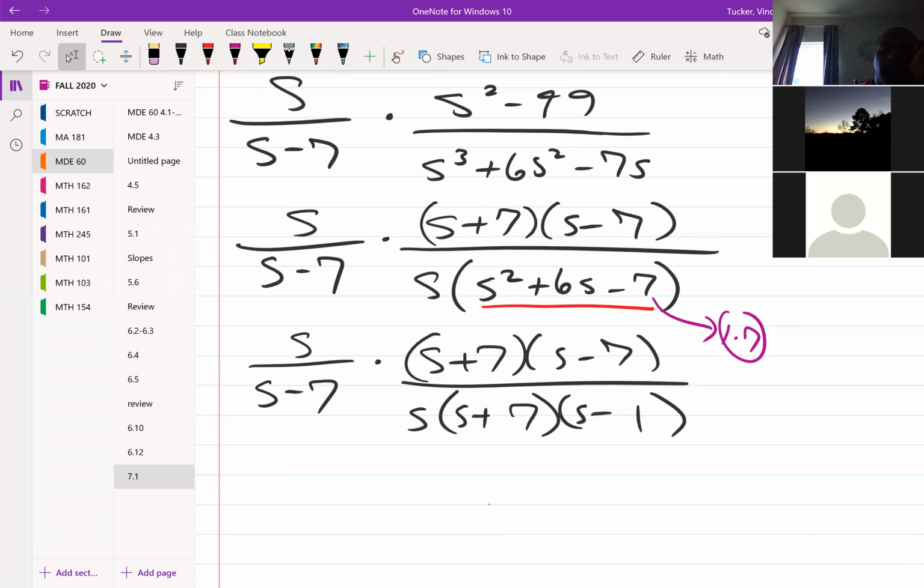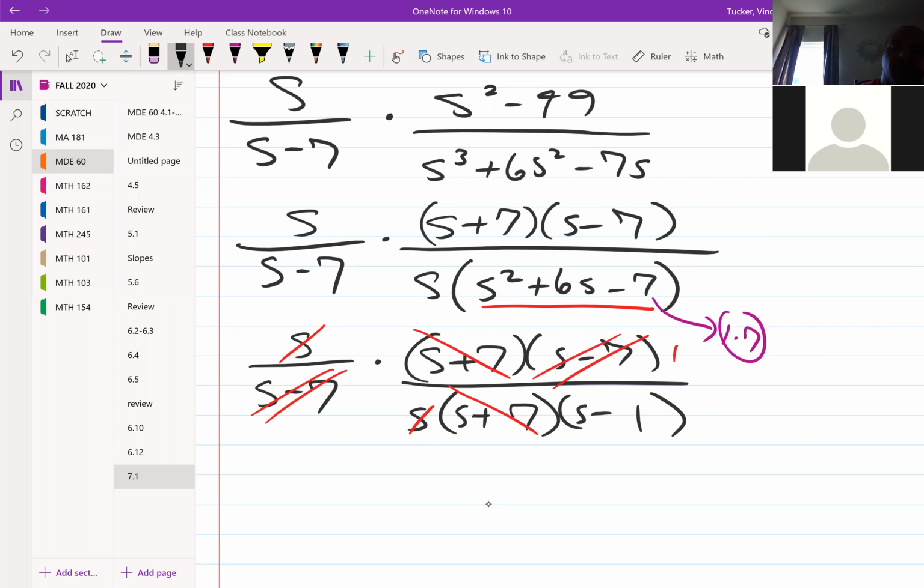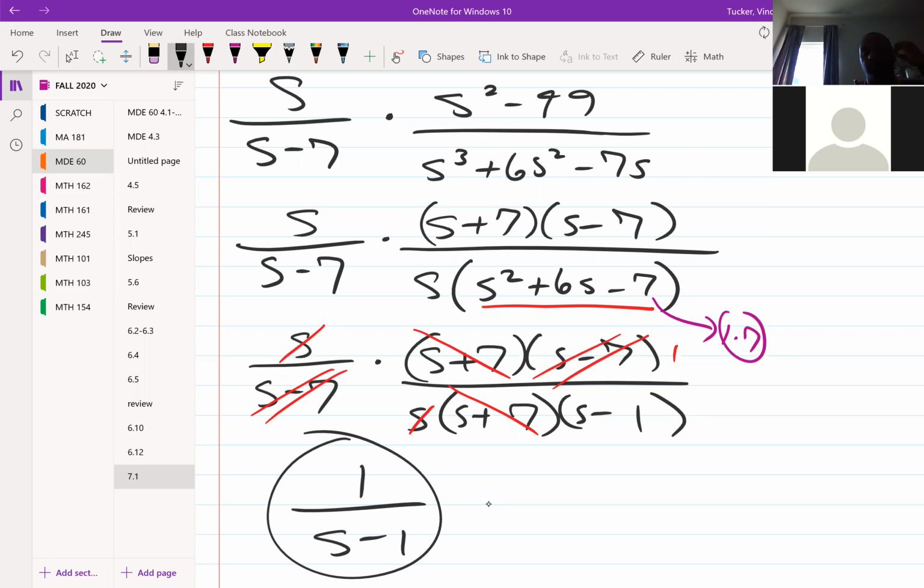Once you factor completely, you can go ahead and cancel out just like before. Got some s's that will cancel. S minus 7, s plus 7. So 1 is left up top because everything canceled. And then down bottom we have s minus 1. So division is the same as multiplication. It's just that you have that first step of flipping your fraction that follows the division sign.